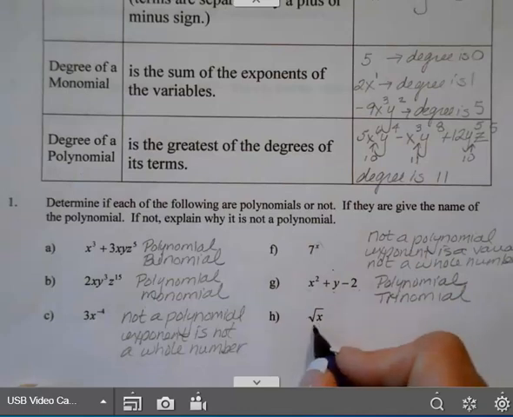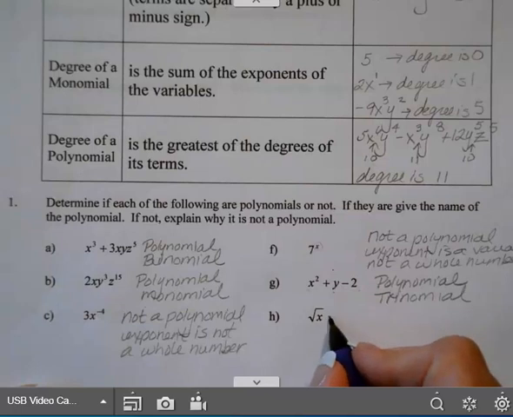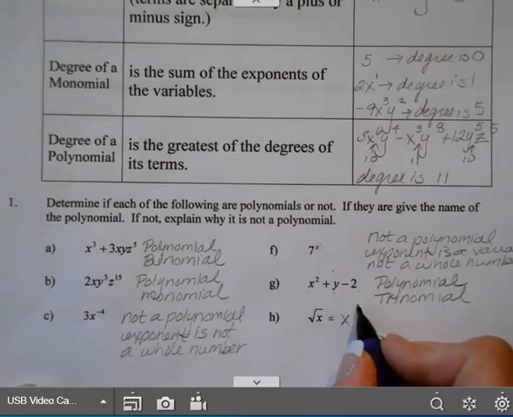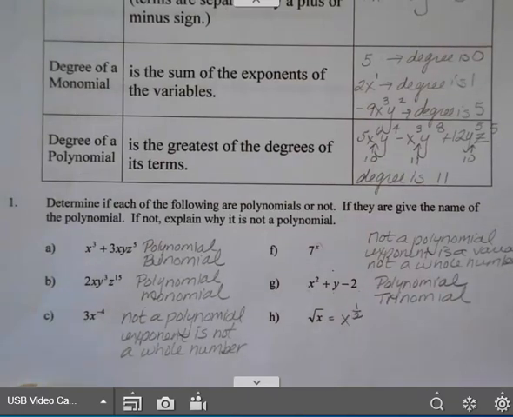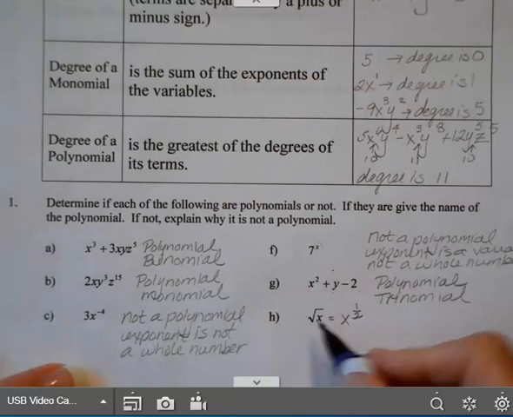When you have a radical or a square root, in this case, I could write this as x to the 1/2. So whenever you have a radical, square root, cube root, third root, whatever radical, this is not going to be a polynomial.